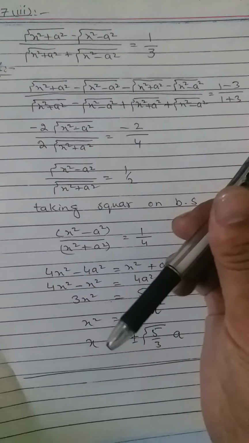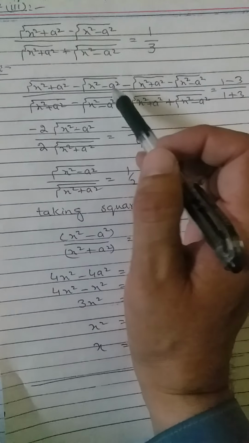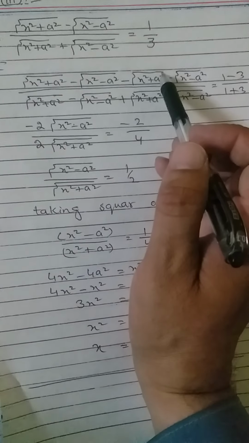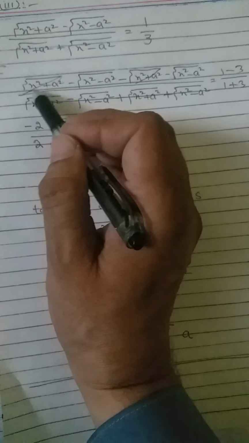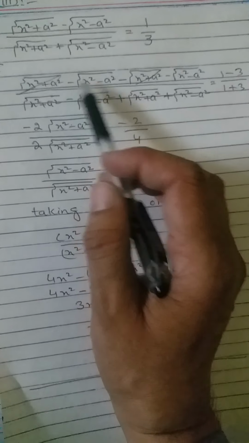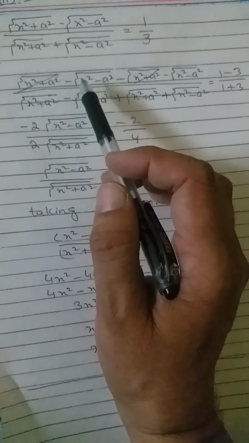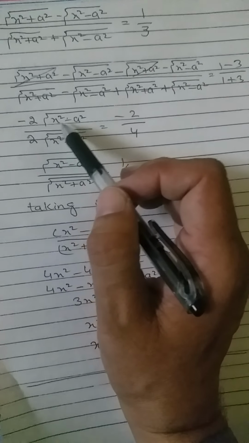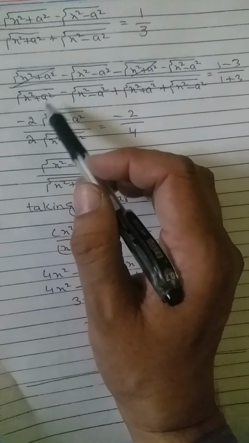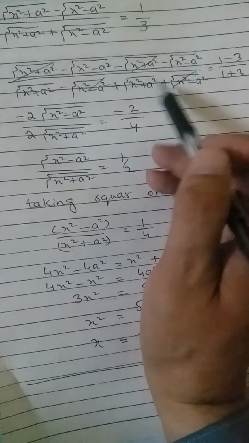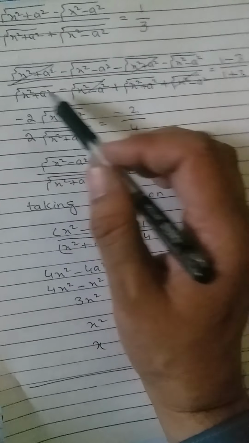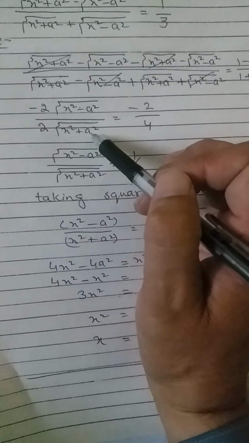Now see here in this equation, x square plus a square and x square plus a square cancel with each other, so this will result minus 2 under root x square minus a square. And then in the denominator we see that this value and this value cancel with each other, so it results these are 2, so 2 under root x square plus a square.